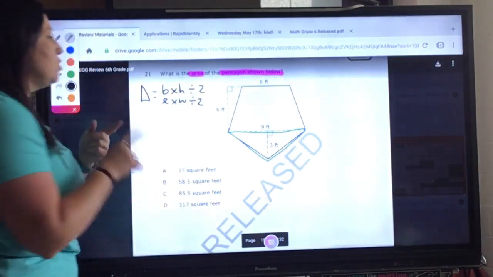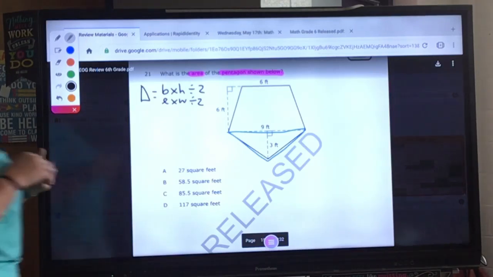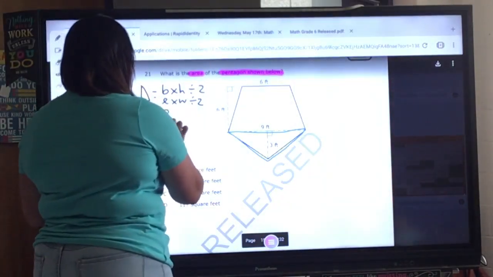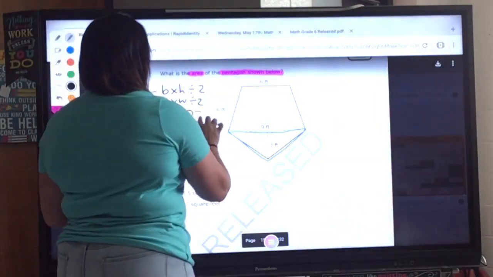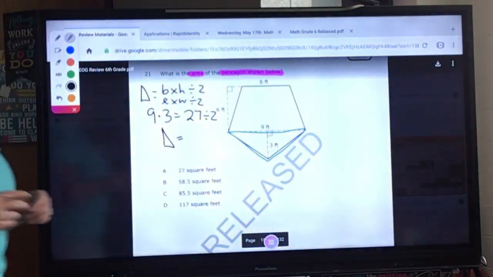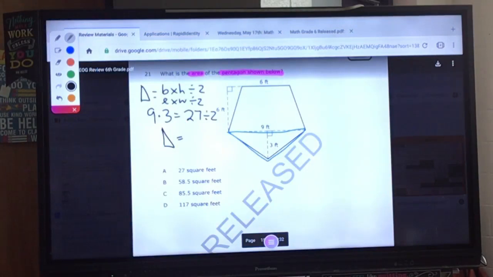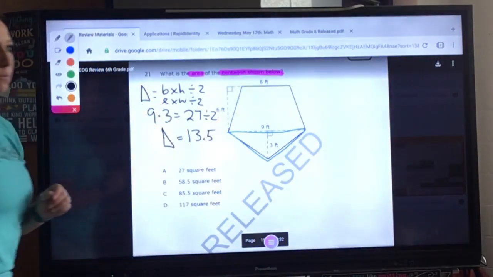So either one of those. Do we have our base and our height, our length, and our width for our triangle? Alright, so we are going to do 9 times 3 equals what? 9 times 3 equals what, Delilah? 27. And then 27 divided by 2 is going to give me what? What is 27 divided by 2? Mikael? 13 and a half. Alright, so that is the easy one.